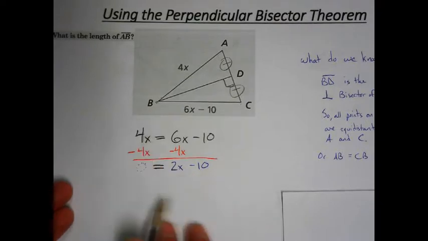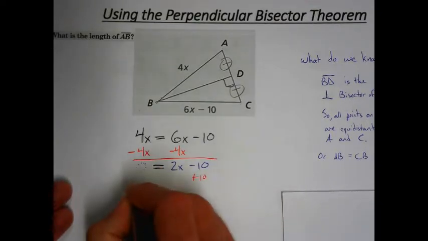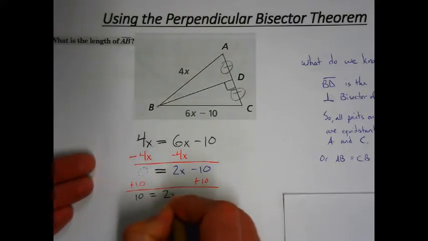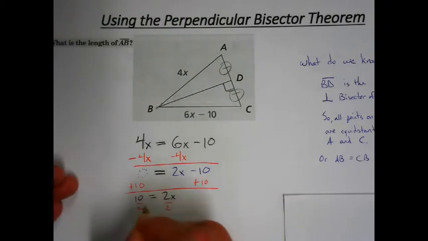Because now hopefully you can see I've got to separate some stuff. Let me add 10 to both sides. Right? And so now you're seeing hopefully something a bit more comfortable. And so now we can divide by 2. And so x is 5, right? We know that.